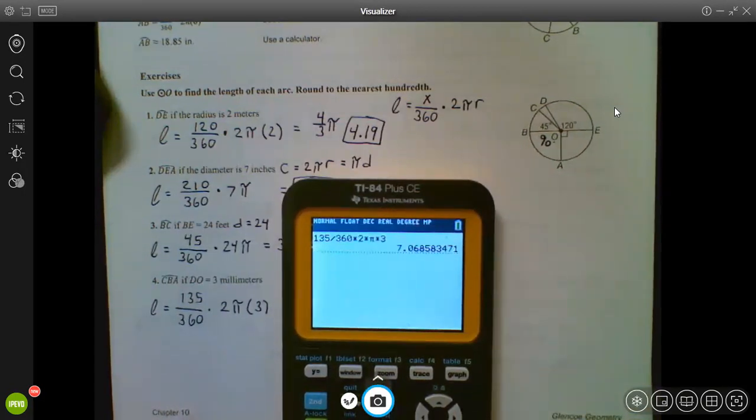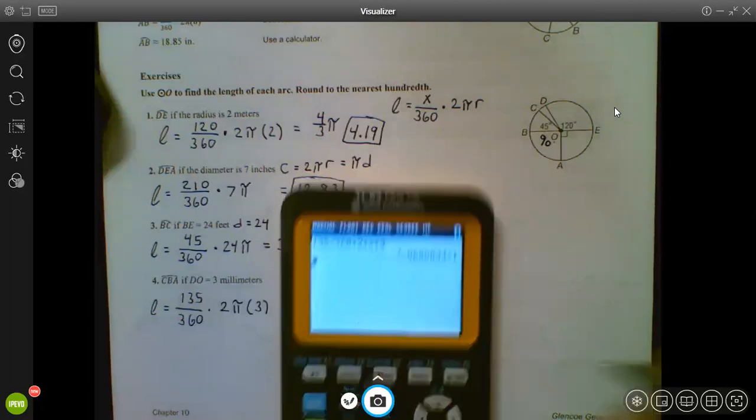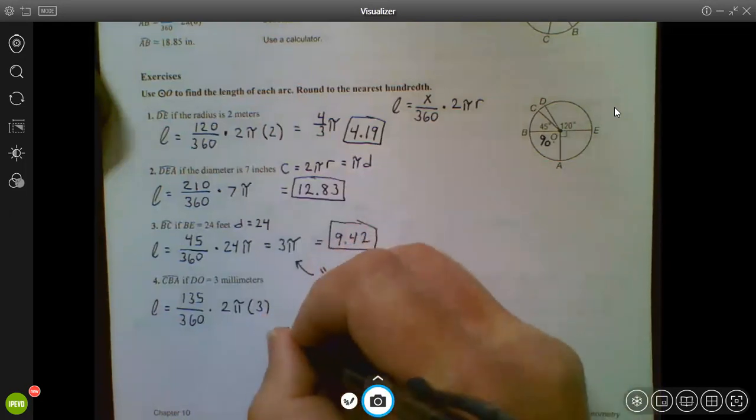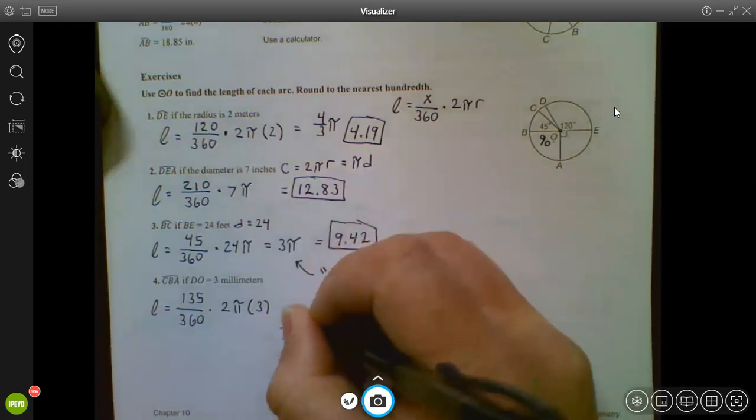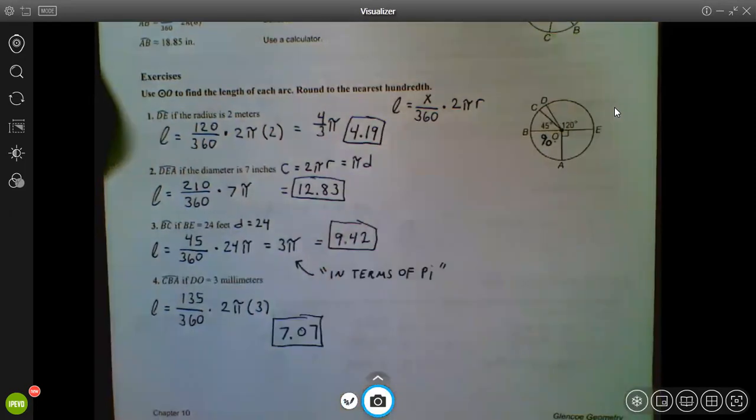So if we put the whole thing in, it would look like this. Round that off to the nearest hundredth. We should be looking at 7.07. Make sure that you round accurately. So guys, that is what our section 2 looks like.